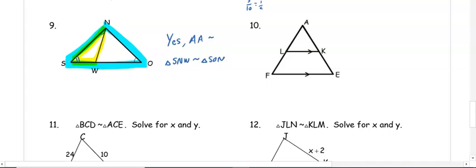In number 10, we have two triangles with parallel lines, so we can use corresponding angles to get one set of angles congruent. We also know that angle A is congruent to itself because it's in both triangles. So again, these triangles are similar by angle-angle similarity. Triangle LAK is similar to triangle FAE.